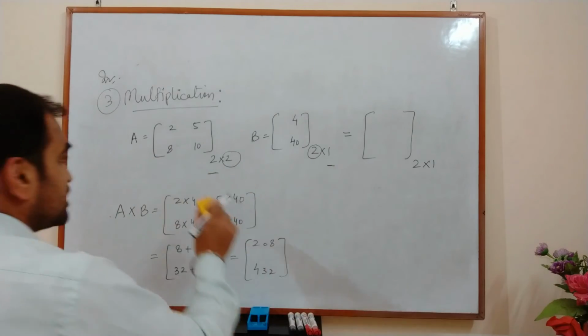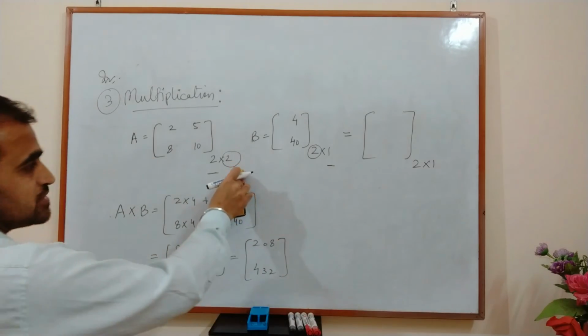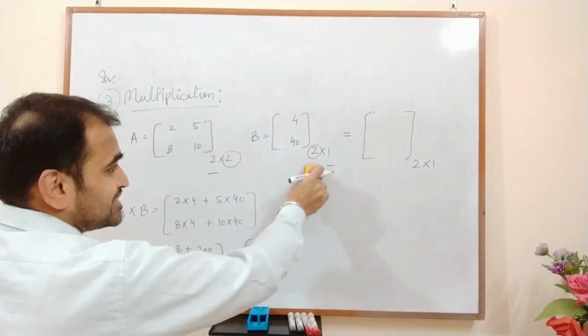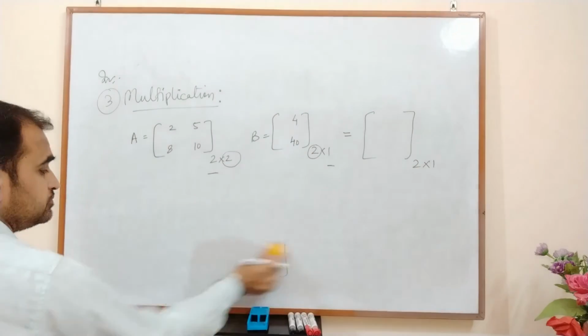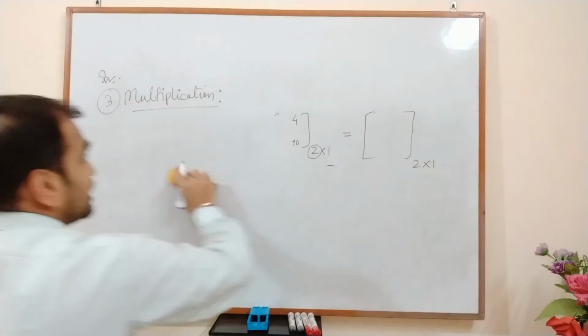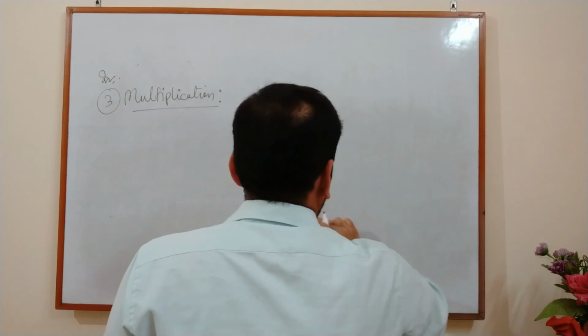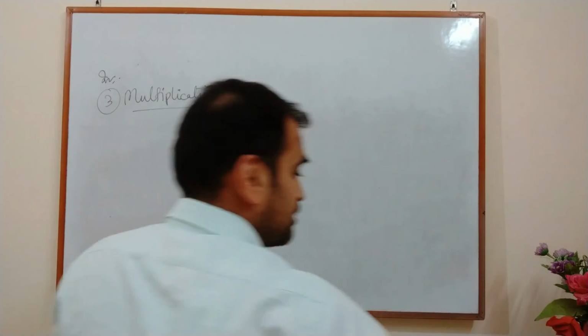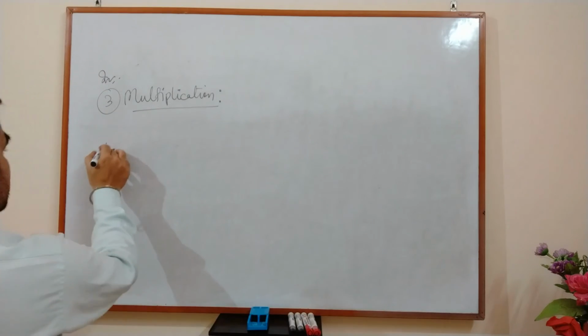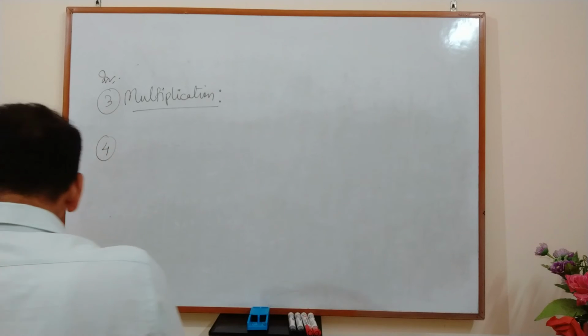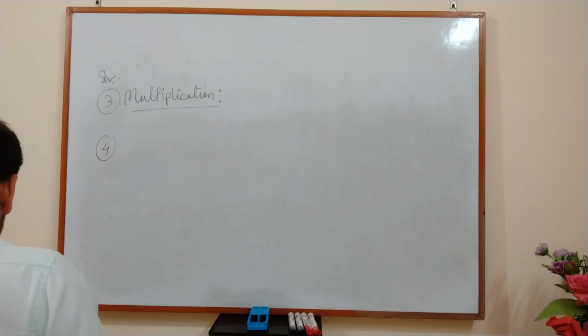The condition is the number of columns in the first matrix must be equal to the number of rows in the second matrix. Okay, so this matrix multiplication is important. There are many questions like we have in the exercise. The fourth operation is scalar multiplication.